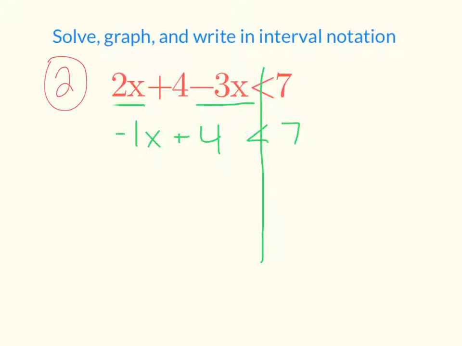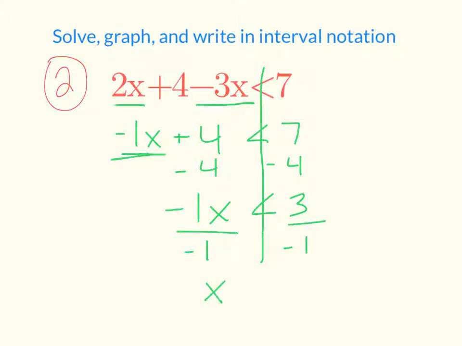Next, it's just like the previous one. We're going to isolate the variable term by subtracting 4 first. So negative 1x is less than 7 minus 4 is 3. And we finally divide by negative 1. X is less than negative 3.